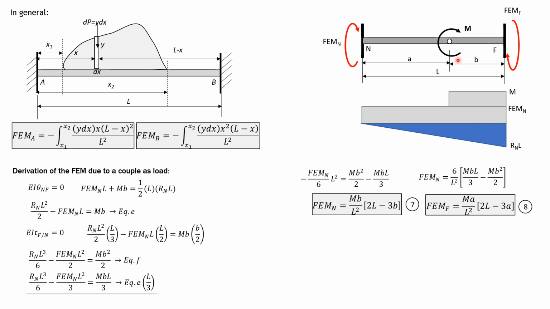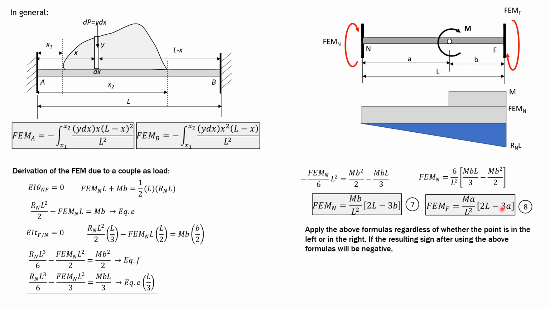Now, what if the load is counterclockwise? So you use the same formula, and we still use that the fixed moments are clockwise, and we replace M by negative M. So we apply the above formulas whether or not the point is in the left or in the right. So there's no confusion with that. You just apply the formula. Then if the resulting sign after using the above formulas will be negative, it means that the fixed moment is counterclockwise. I hope it's clear.